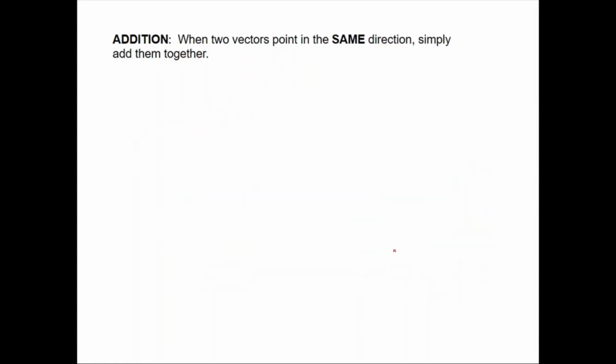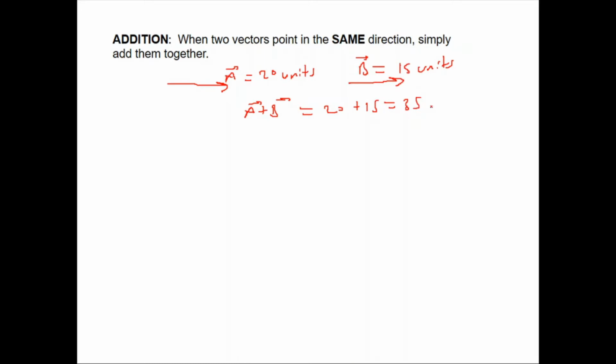Okay, let's continue with the addition of vectors. When two vectors point in the same direction, simply add them together. If you have vector A, for example, this is 20 units, it may be 20 meters per second, 20 newtons, 20 meters per second squared. And if you have another vector in the same direction, this is 15 units, and let's call this vector B. So if you are going to sum them up, if they are in the same direction, A plus B, these two vectors will give us 20 plus 15, and it's going to be 35 units. Let's do an example related to this one.